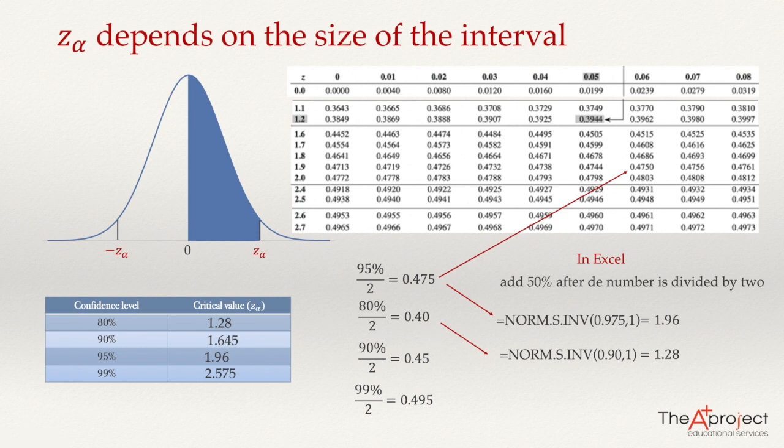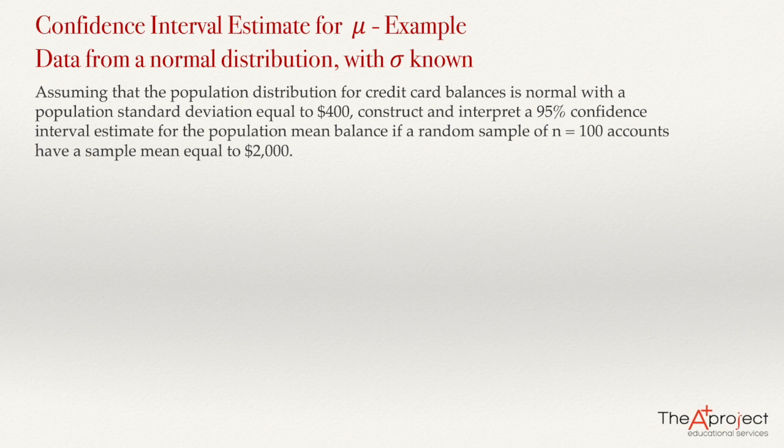It will be a good idea to solve one problem to see how to construct this confidence interval. Don't forget that we are constructing a confidence interval when the population standard deviation is known. This problem says: assuming that the population distribution for credit card balance is normal, with the population standard deviation equal to 400. We are assuming that we know the standard deviation. Construct and interpret a 95% confidence interval estimate for the population mean balance.